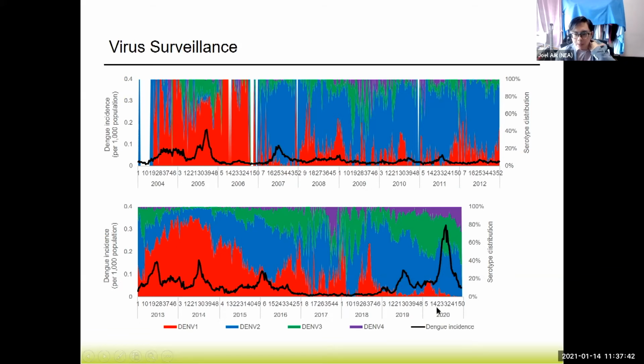So in this particular period, we can see that dengue 2 continues to be a leader for the serotypes, which is pretty much the case in 2018 and 2019. But what else do you notice about this period from 2018 to 2020? Anyone?